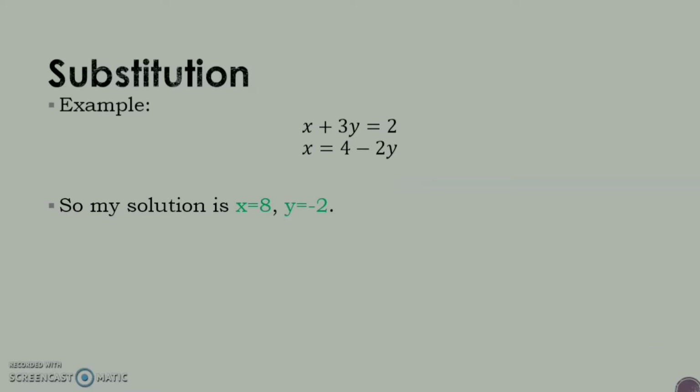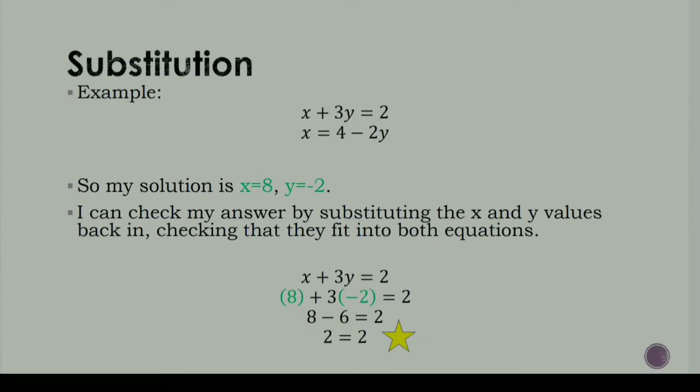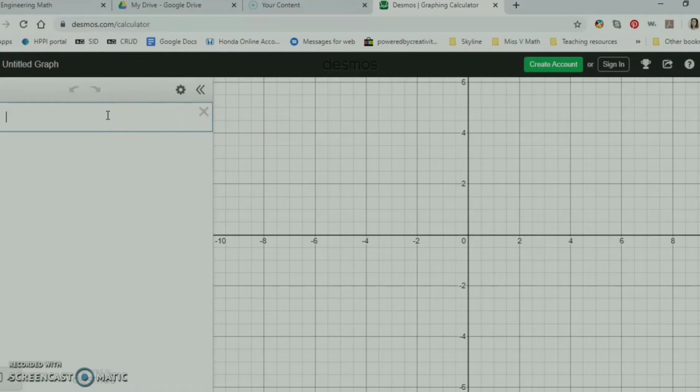I can check my answer because both the numbers should fit into both equations. And sure enough, when I substitute those values, I get a statement which is true. The solution can also be communicated as the coordinate point 8, negative 2. If I were to graph the 2 lines, they should intersect at that point. Let's check using Desmos.